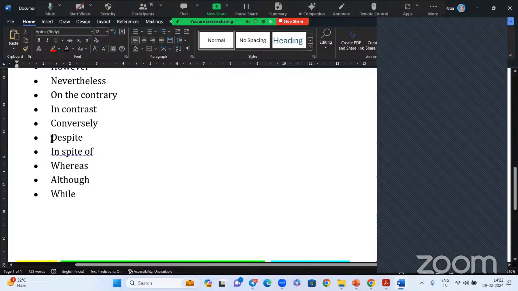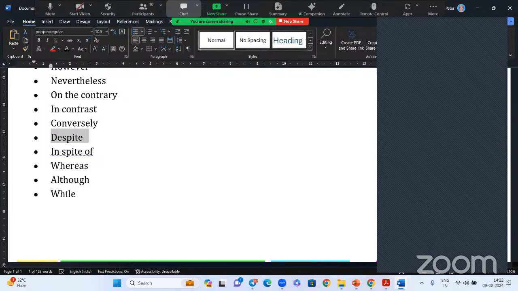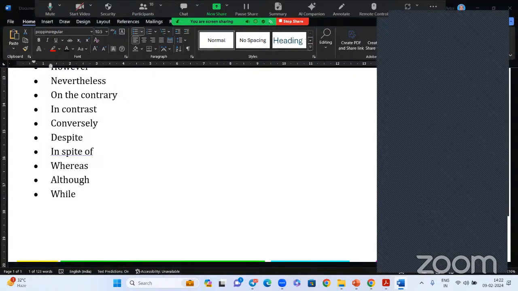Use a sentence using despite. Word number 2 is despite. I know nobody is writing the words, but still I'll give them because 2 or 3 students at least are doing it. Write your own sentences using despite. Join 2 sentences using the word despite.